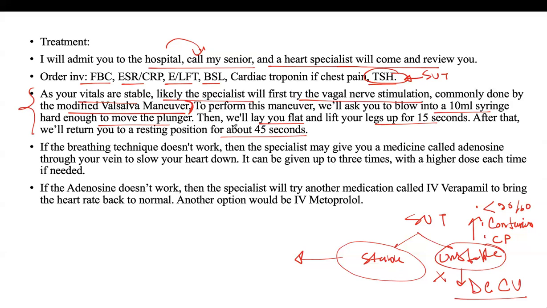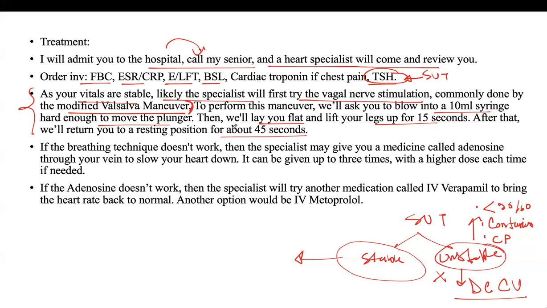You ask the patient to blow into a 10 ml syringe, then they need to move the plunger up. Once they do that, we lay the patient flat. After the patient is lying flat, we just lift up the leg for 15 seconds. After 15 seconds, we bring the patient back to the normal recumbent position. Okay? That's called the modified Valsalva maneuver.